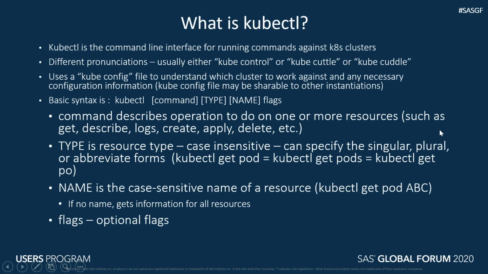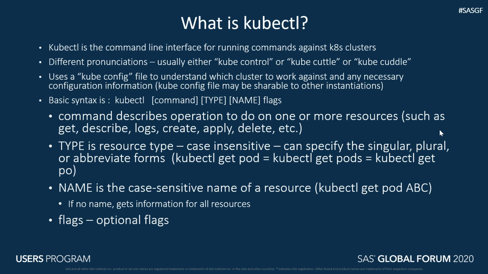What is kubectl? We've mentioned kubectl already. It's a command line interface. It has a kubeconfig file associated with it to tell it which cluster to work against, and any necessary configuration information. The command describes an operation to do on one or more resources, such as get, describe, logs, create. These are all Kubernetes commands. Most of them we'll talk about throughout the course.